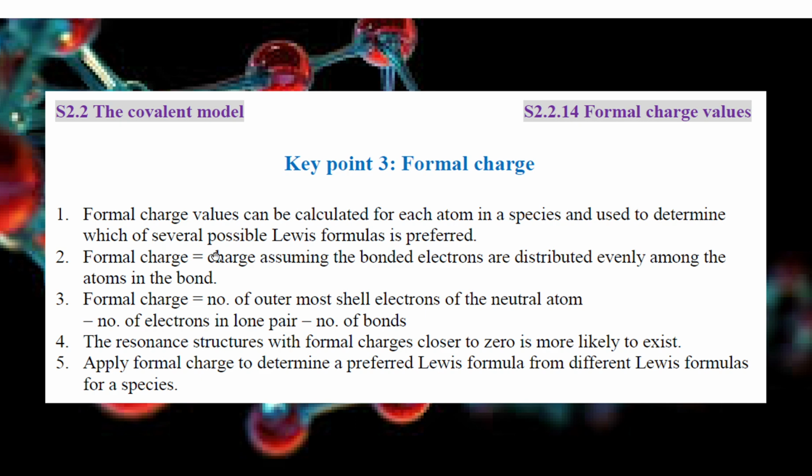But then what is formal charge? It is the charge assuming the bonding electrons are distributed evenly amongst the atoms in the bond, complete sharing. So how do we calculate formal charge? Very easy. First count the number of valence electrons in the neutral atom, then minus the number of electrons in the lone pairs, and then minus the number of bonds, and that is the formal charge.